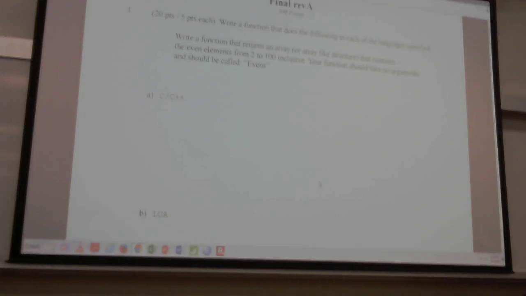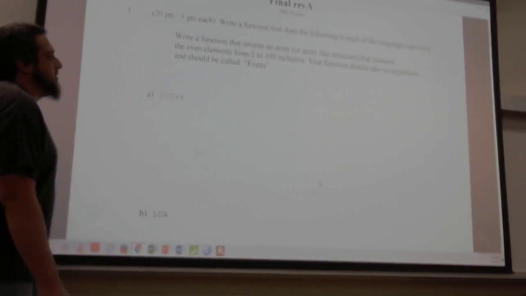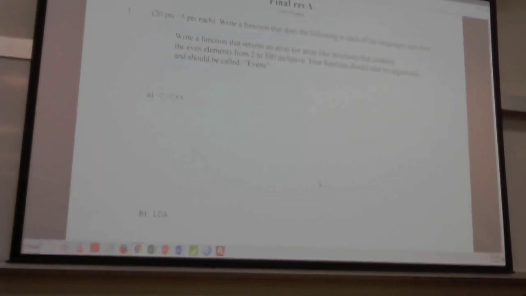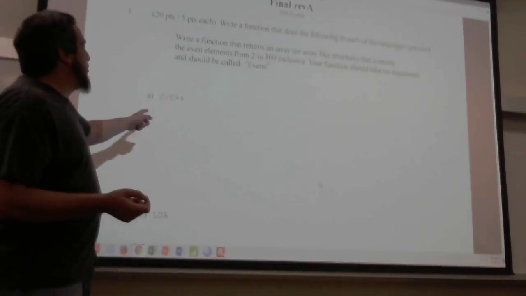So let's look at these guys. Write a function that returns an array or array-like structure that contains the even elements from 2 to 100 inclusive. Your function should take no arguments and be called evenness. When we look at the C or the C++ function, we know that there's going to be a return type. What is the return type for this function? It's going to be an array of some kind, which is also an integer pointer. So we're going to have an integer pointer, which is going to be returned.